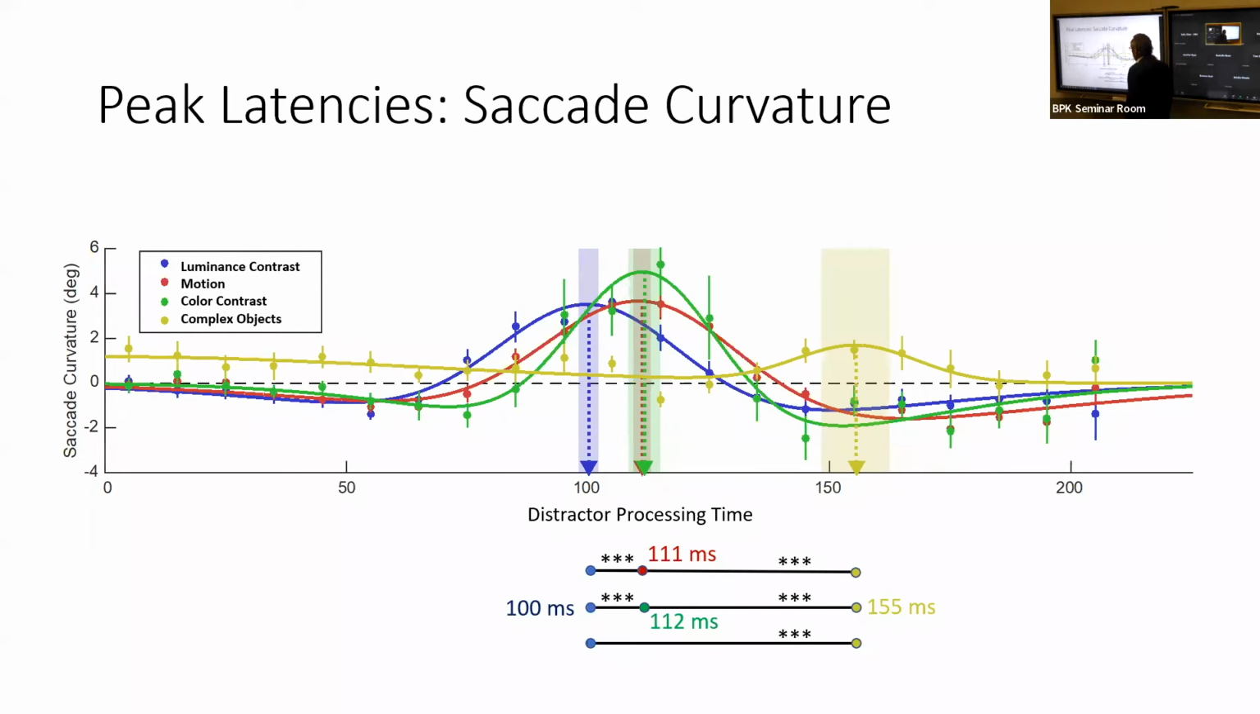We can do this for the peak latencies as well to get at that idea that the peak activity in the visual system is driving the effects of the curvature. And if we do this again, now we see that at 100 milliseconds, we've got our luminance grating. 111 and 112 is motion and color, and then our complex objects at 155. These are all longer because the latency is when the area starts activating, and this is the peak of activity in those areas that we're modeling.